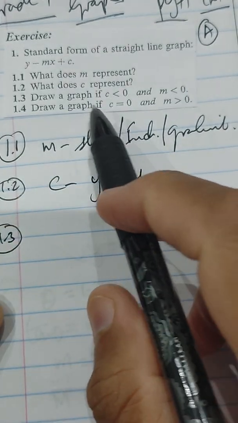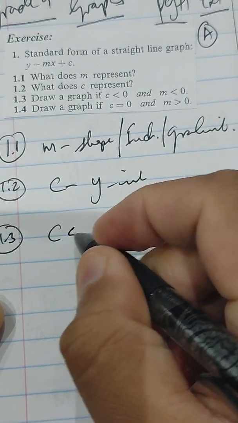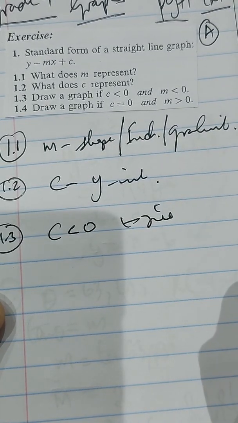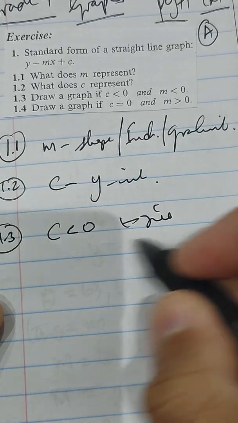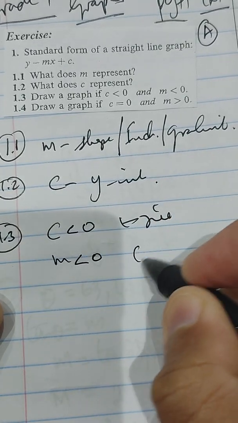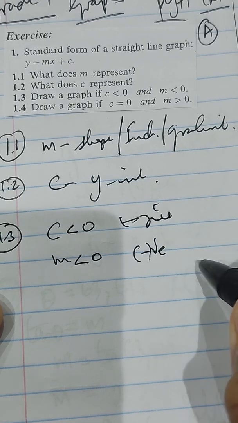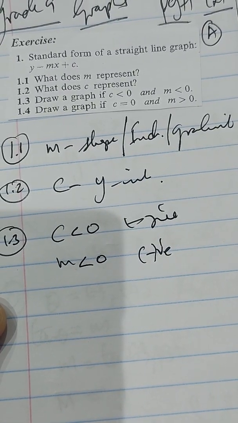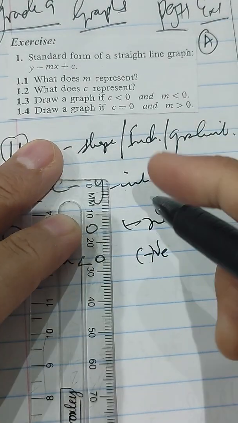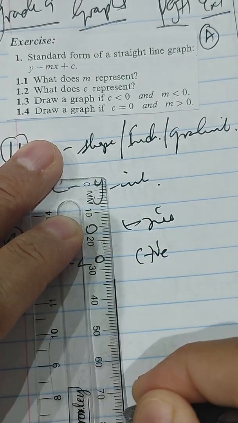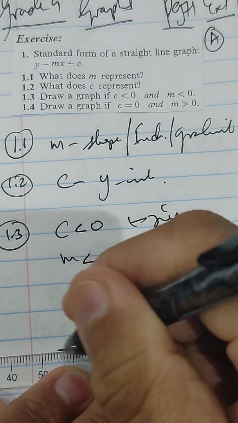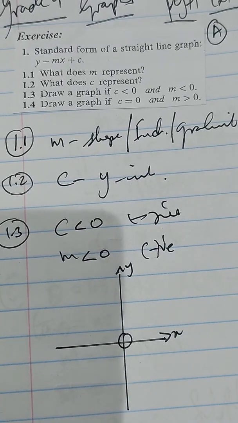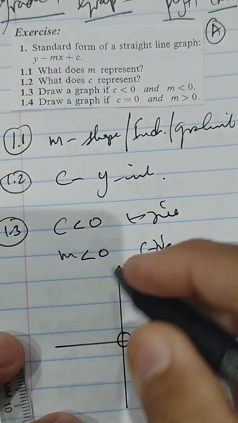1.3, the question says, draw a graph for c is less than 0. This means to say c is negative. If something is less than 0, it's negative. And m is less than 0, which means to say m is negative as well. So we know the graph will be drawn on an axis of symmetry, that's your y-axis and your x-axis. That's your origin. We always tend to write that information down.